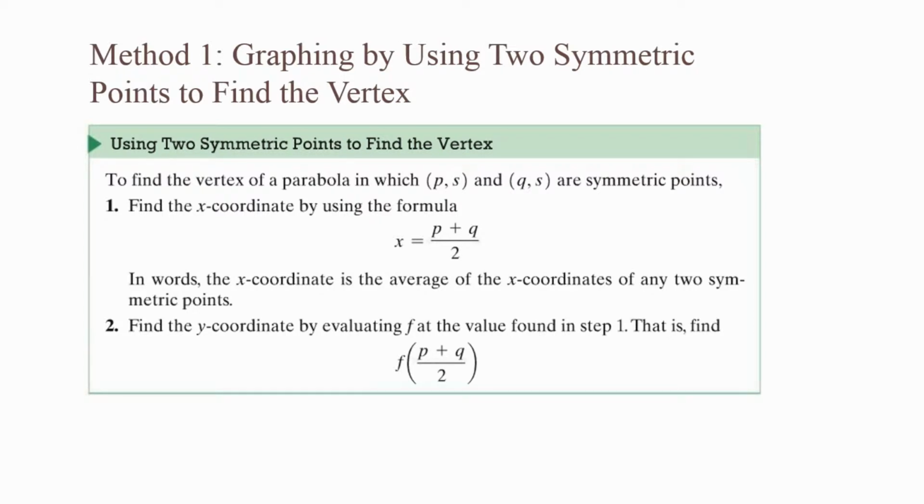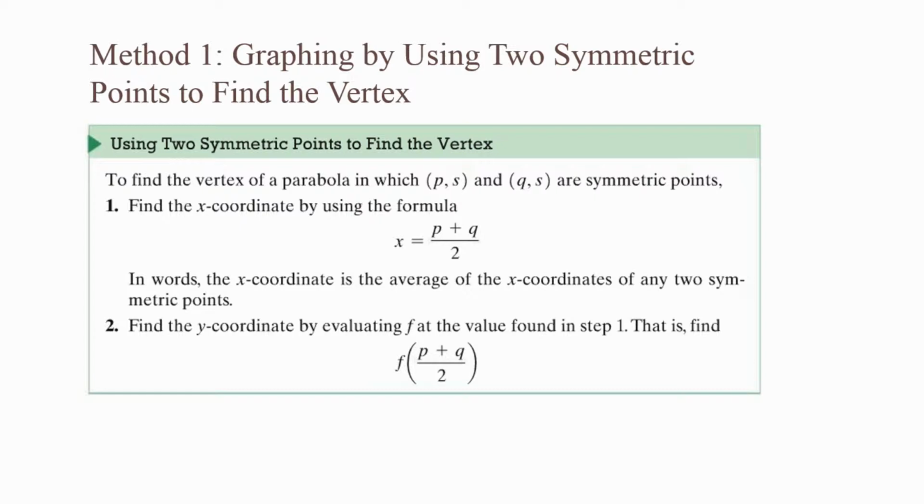Method 1. Graphing by two symmetric points to find the vertex. To find the vertex of a parabola in which the ordered pair (p, s) and the ordered pair (q, s) are symmetric points, 1. Find the x-coordinate by using the formula x equals (p plus q) all divided by 2. In words, the x-coordinate is the average of the x-coordinates of any two symmetric points.